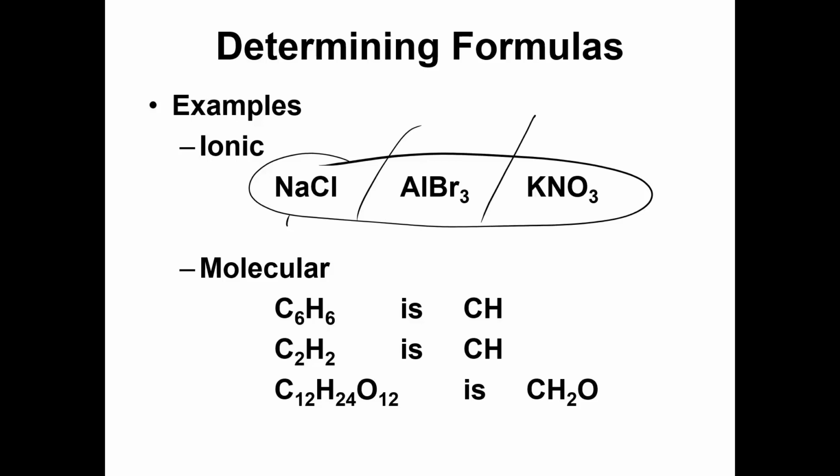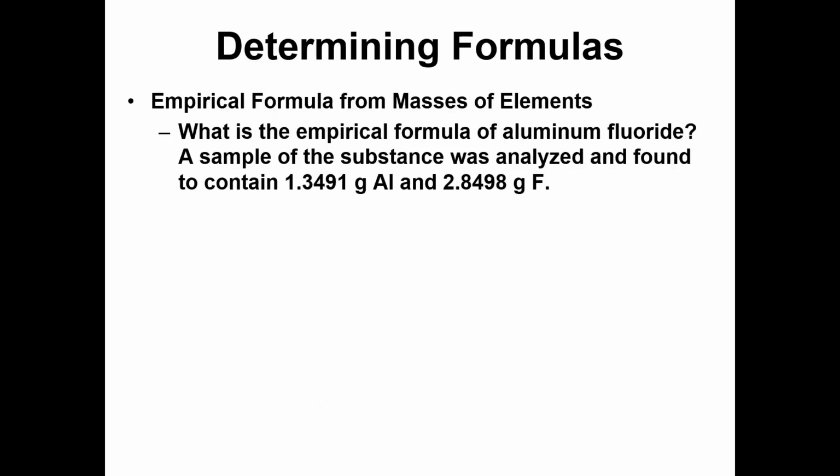For molecular formulas, which are covalent compounds, you find the common factor. You can divide both of these by 6. So C6H6, which could be benzene, could be something else, has the same chemical composition as acetylene, which is C2H2, which also has an empirical formula of CH. So those are the same. Here we have C12H24O12. You can divide that by 12, 12, and 12 to get CH2. So that's the empirical formula of that. Okay.